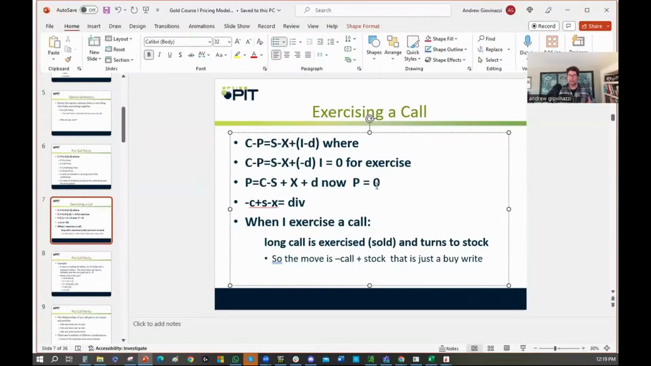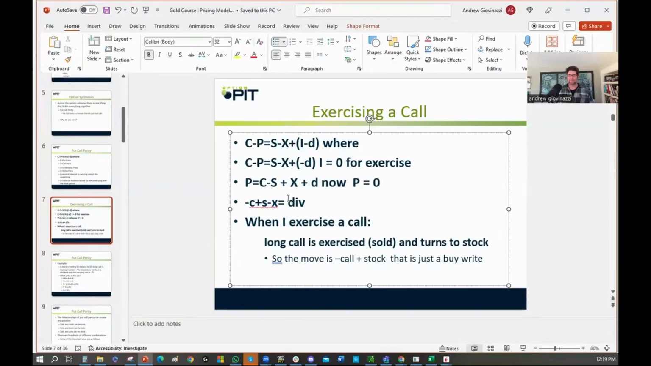Now, when I resolve for this, what's the value of my put? Call minus stock plus strike. Again, that's the synthetic. Check our last video out on that. Plus the dividend. What I'm trying to do here is solve for the dividend. So you're only going to want to exercise, right? Think about it, as a little thought experiment: if the put is worth zero, you certainly want to exercise a call to collect a dividend. So what I'm doing here is I'm saying the put's worth zero.